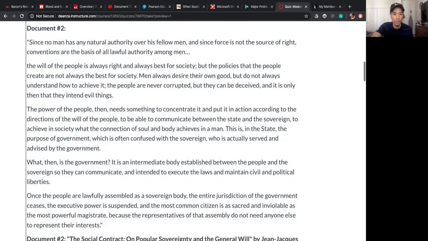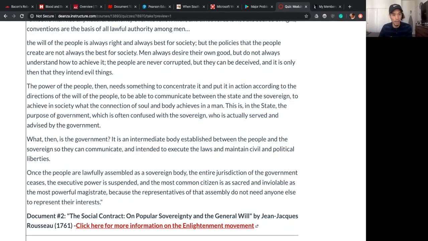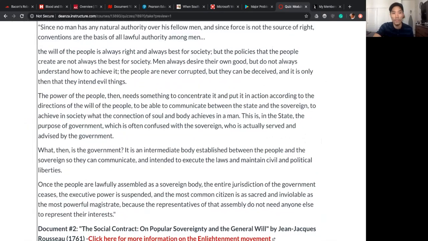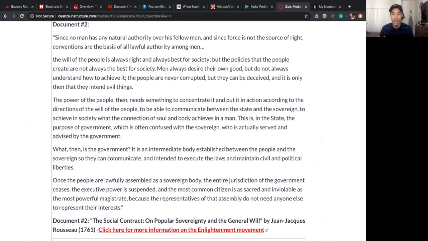So that's document number 2. Here in document, that's document number 1. And here you have document number 2. And document number 2, no different from document number 1, guys. You have another piece of writing. This time it's from a different philosopher. This is from Rousseau himself, okay?